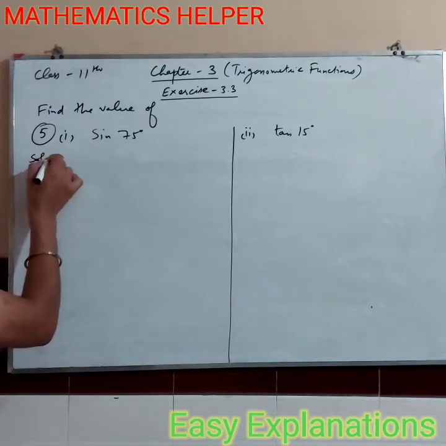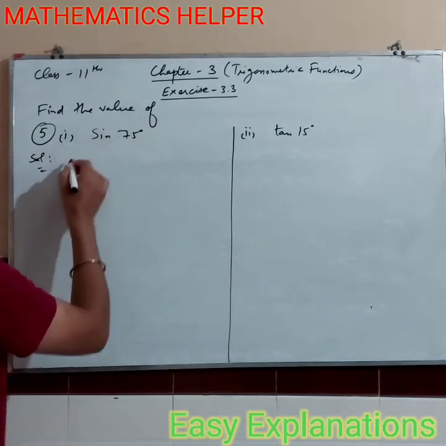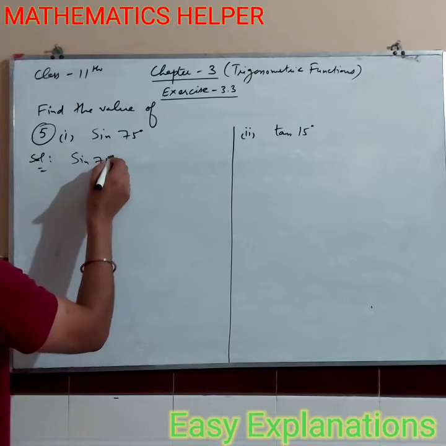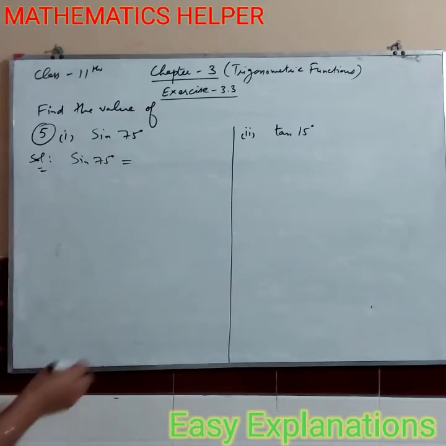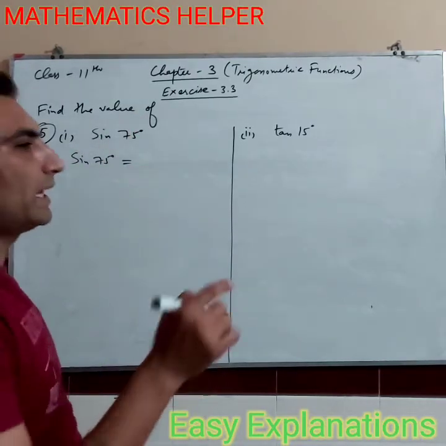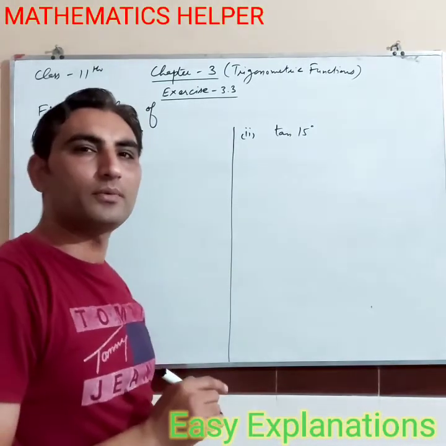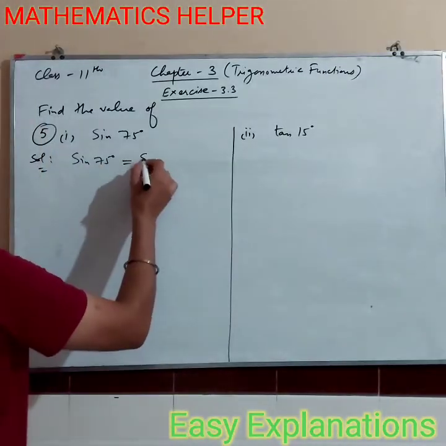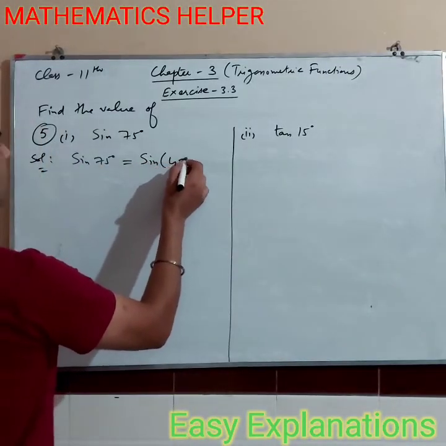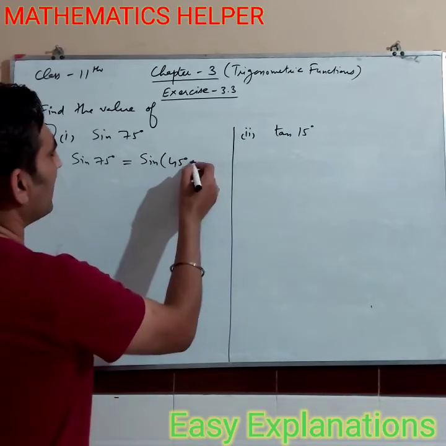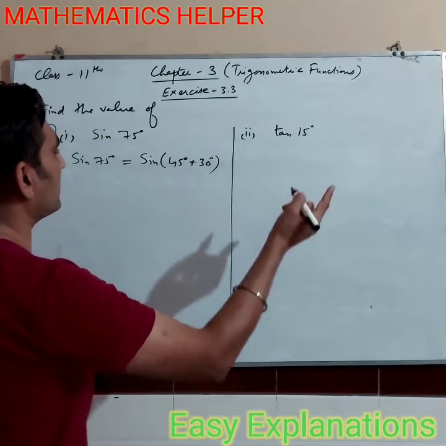So solution of first part I am going to write sine 75 degree. So write sine 75 degree. You can break this angle into two parts so that their values lie in that table of values of these t ratios. So I will break it in two parts like this. Sine 45 degree, it was in table, and plus 30 degree, it was also in the table.